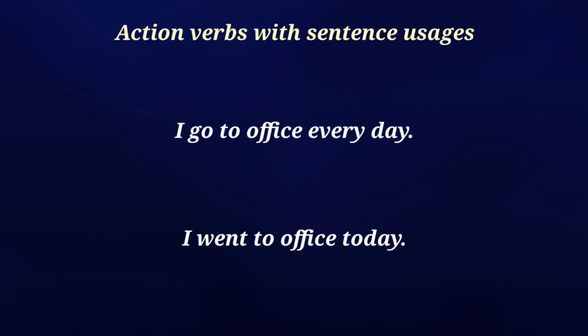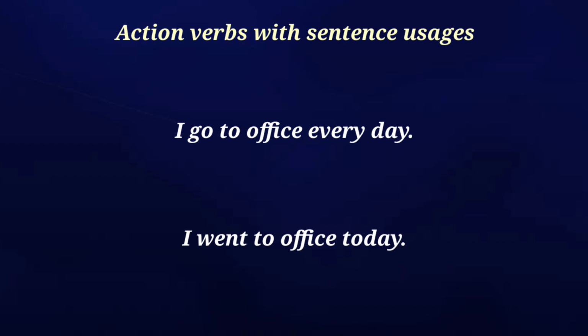So I go to office every day. It's a habitual action. That is something that you do in a regular manner. That's a habit for you. And I went to office here. Here go becomes went. This is a past form. Why? Because the action is completed. Something that you did. Simple past is used to talk about something that you did before the present time. Whatever be the present time, if you did something before that, that is the past form you use there.